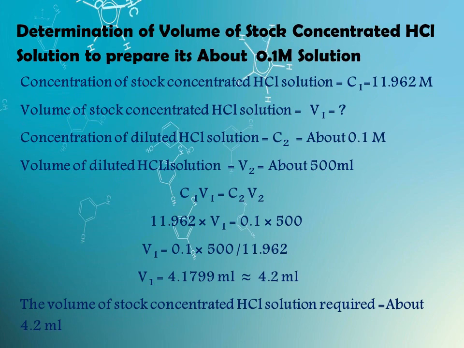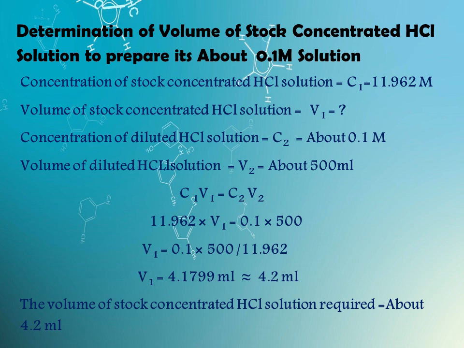Determination of volume of stock concentrated HCl solution to prepare about 0.1 molar HCl. The concentration of a stock concentrated HCl solution, it means C1, is equals to 11.962 molar. And the concentration of diluted HCl solution is about 0.1 molar, and the volume of diluted HCl solution is about 500 ml. But the volume of stock concentrated HCl solution is unknown.